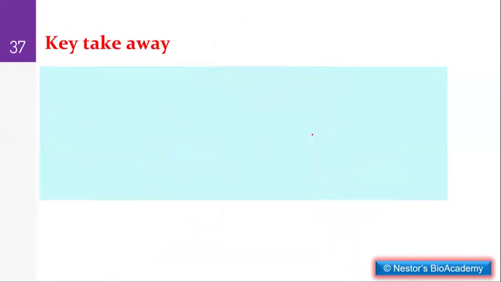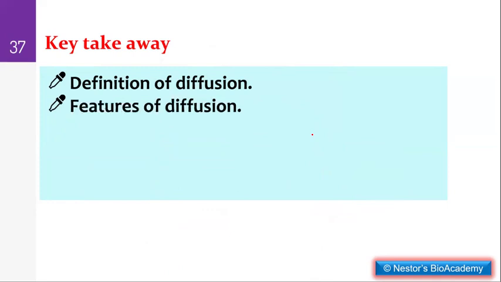So the key takeaway for this session is that you need to be able to define diffusion: movement of molecules from a region of high concentration to a region of low concentration. You need to be able to recall some of the features of diffusion. It is a passive process. We said it does not require energy. The only condition it requires is a difference in concentration of molecules between any two regions. This difference in concentration of molecules between any two regions, we refer to as concentration gradient. We can also refer to it as diffusion gradient.